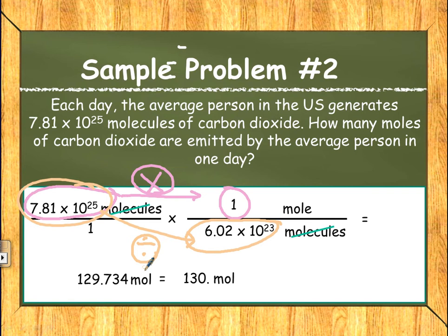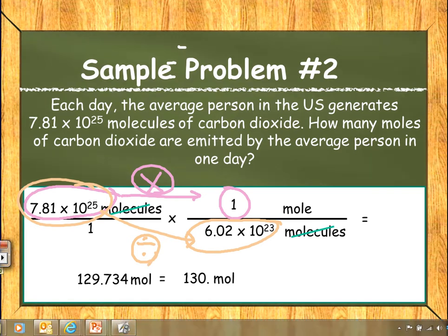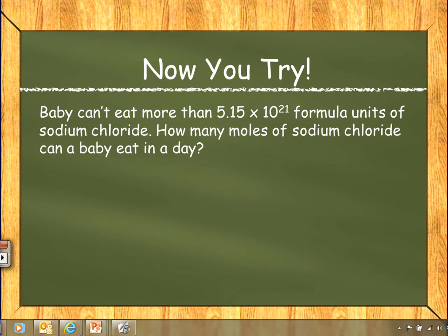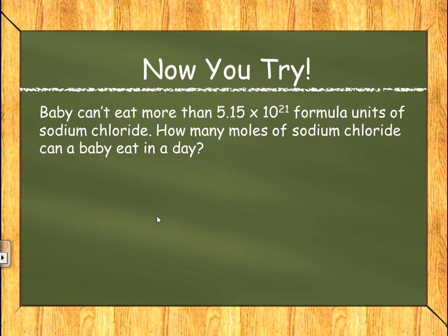So you end up multiplying 7.81 times 10 to 25 times 1, divided by 1 times 6.02 times 10 to 23. And that gives you 129.734 moles. So what are we starting with? Times 10 to the what?